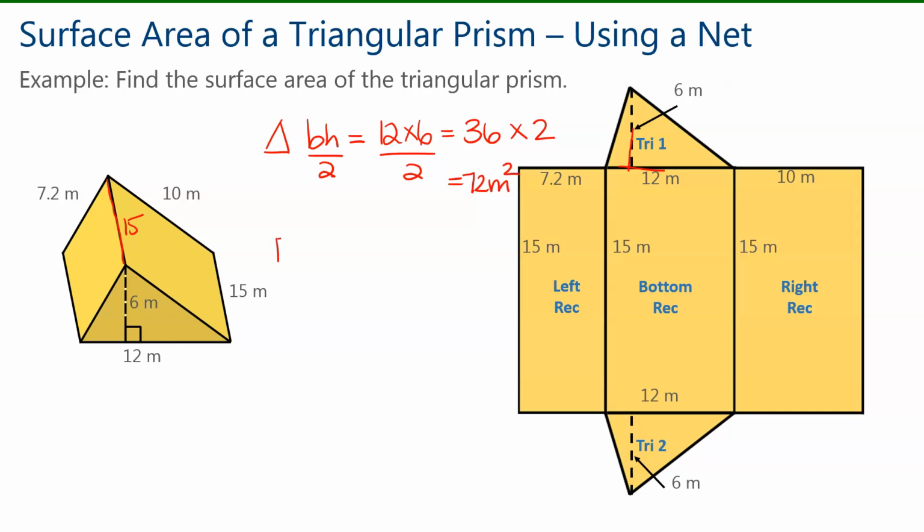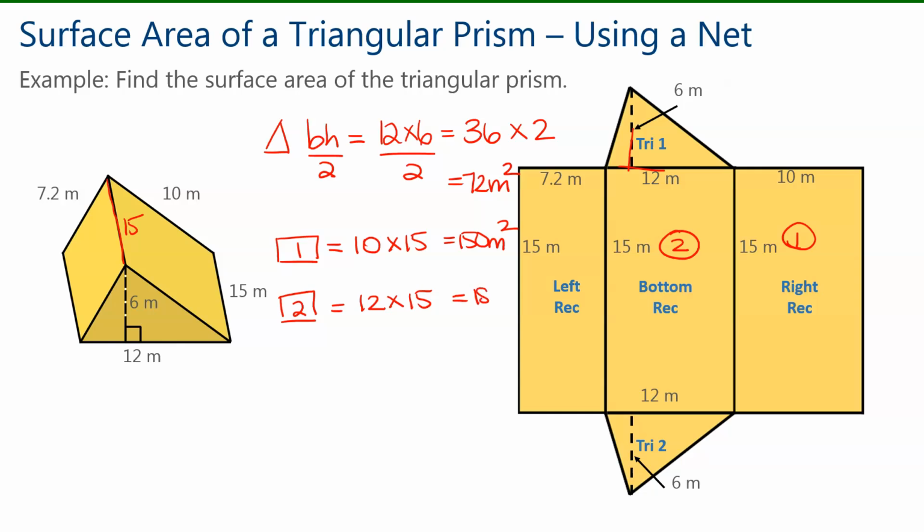I'll then focus on one of the rectangles. This rectangle over here on the right hand side, we'll call that rectangle number 1. That's length times width, so 10 times 15. That gives me 150 meters squared. Rectangle number 2, we'll call that the rectangle here in the middle. So that's 12 by 15. 12 times 15 is 180 meters squared.